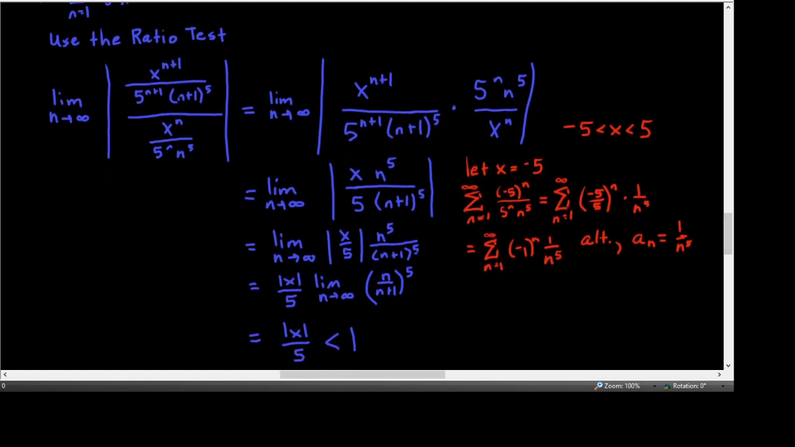Okay, and test 1 for the alternating series test is, what is the limit as n approaches infinity of a sub n, 1 over n to the 5th? That's actually equal to 0. So that part of the test has been passed. Then we look at a sub n plus 1, which would be 1 over n plus 1 to the 5th. And then we're going to compare that to a sub n, which is 1 over n to the 5th.